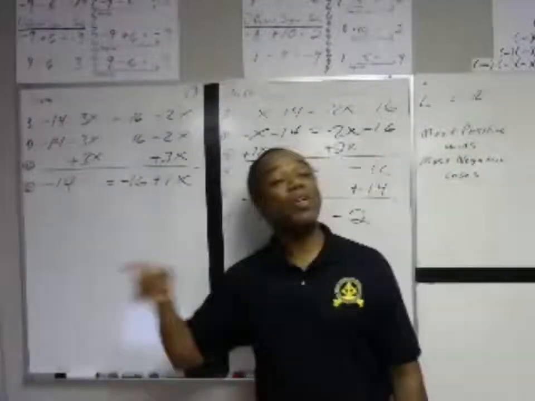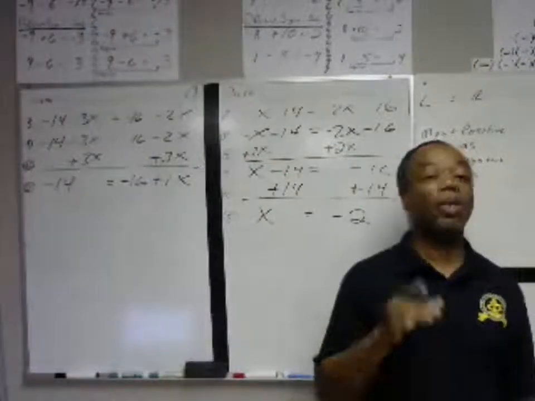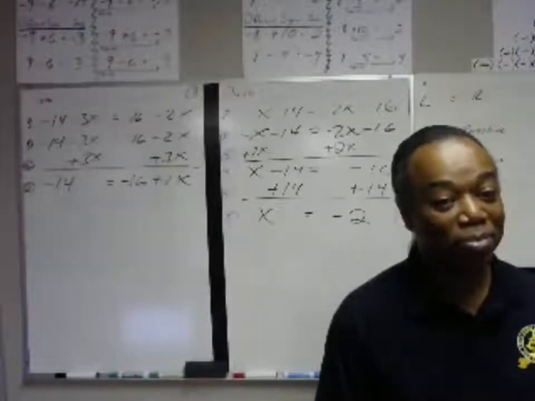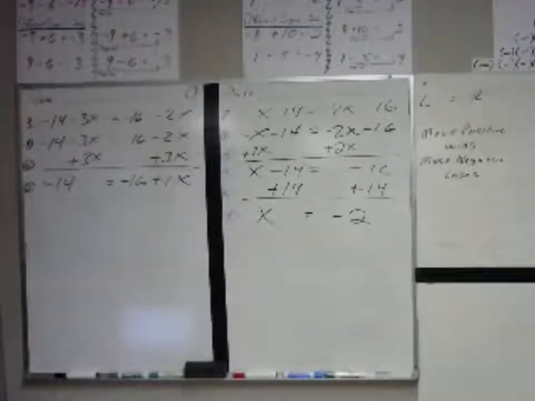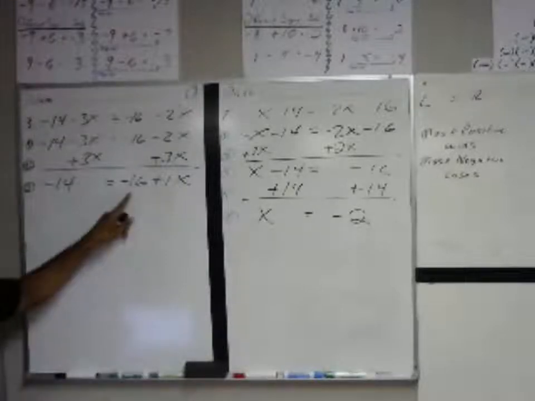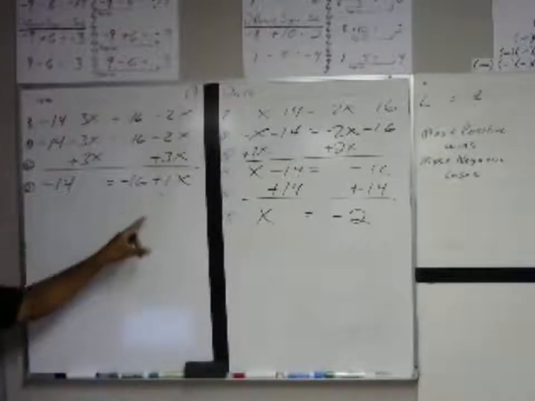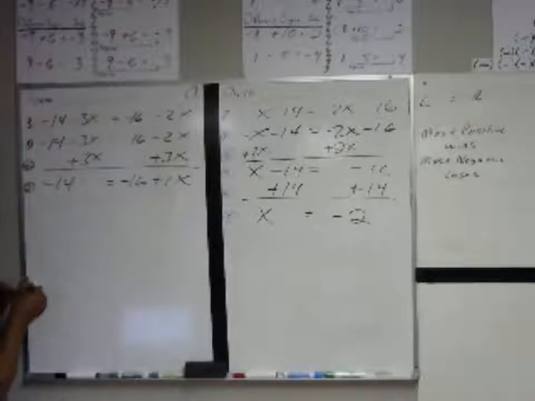Step 3, negative 14 equals negative 16 plus 1x. And see how the x's are now nice and positive. Okay, so class, this is a right side problem. What you want to do is get rid of this subtracting 16, and then we'll get rid of this multiplying 1. The multiplying 1 will be too easy. All right, here we go.